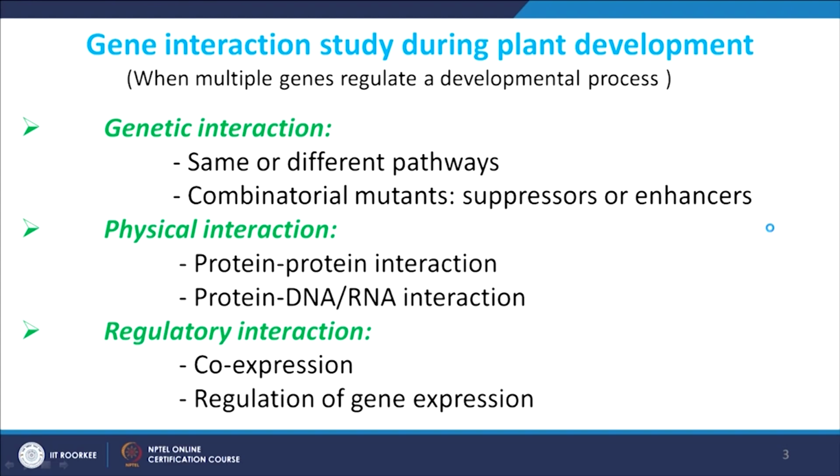The first thing is, let us assume you have two genes and you have loss of function mutants of both the genes, and you find the same phenotype in both the mutants. Then the question is, are both mutants in the same gene or in different genes? How do we rule out this possibility? You can do this genetically, by studying the genetic interaction.